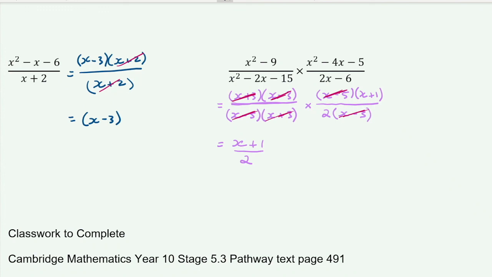Now, all we had to do there was factorize it out, get those extra terms, cancel or reduce out those terms, leaves us with x plus 1 over 2. So it looks quite tricky, but if you just follow those factorization tips, we're going to be fine.